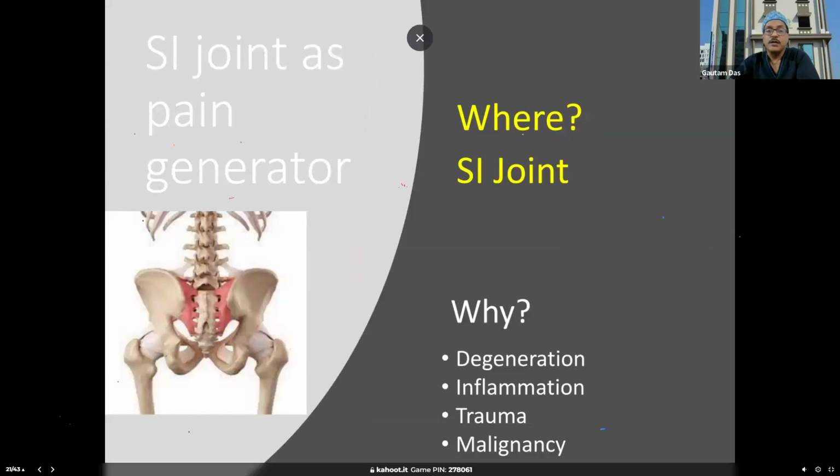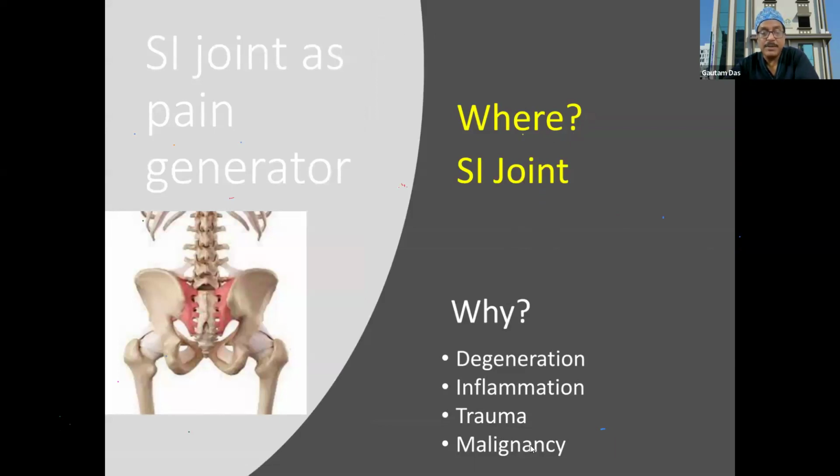Now come to another important cause, the sacroiliac joint. If the sacroiliac joint is the cause of the pain, that is, the pain generator is the SI joint, then the causes are similar. It can be degenerative, it can be inflammatory, it can be traumatic, it can be malignancy, and sometimes it can even be tubercular infection as well. So infection is another cause, but that is a rare cause.